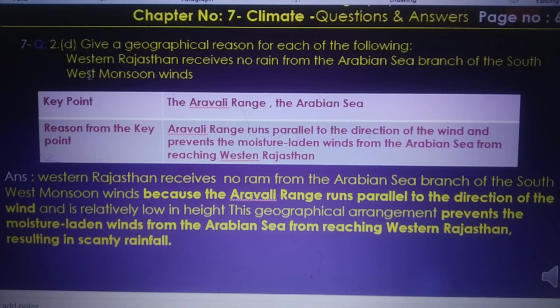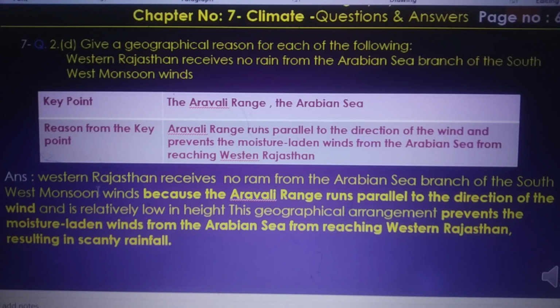And question number 7. Western Rajasthan receives no rain from the Arabian Sea branch of the southwest monsoon winds. Key point: the Aravalli range, mountain, and the Arabian Sea. Reason for the key points: the Aravalli range runs parallel to the direction of the wind and prevents the moisture-laden winds from the Arabian Sea from reaching western Rajasthan.